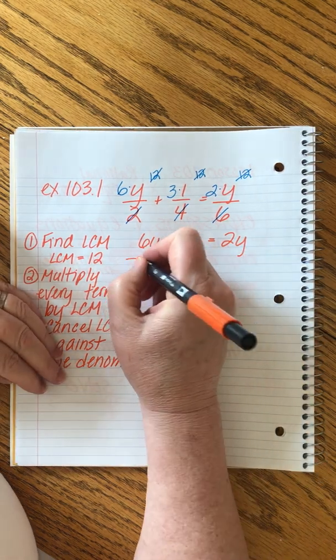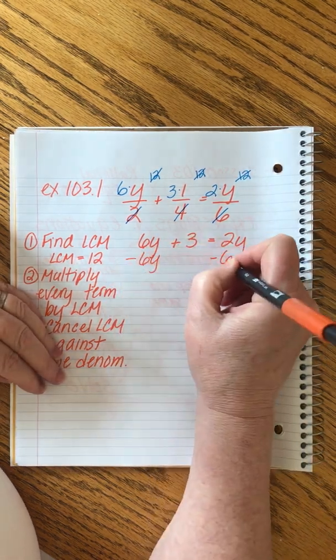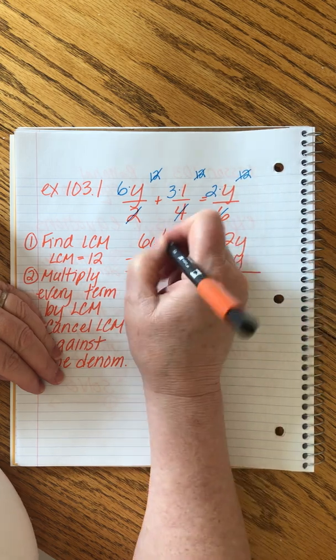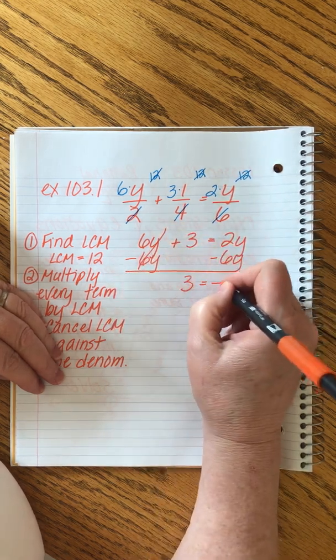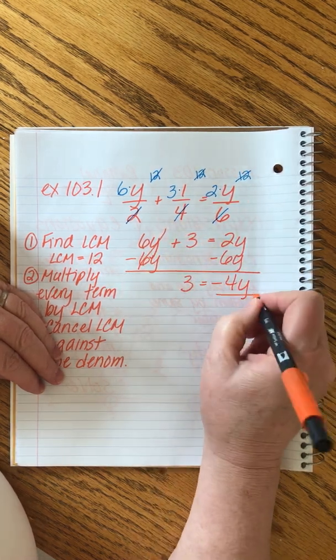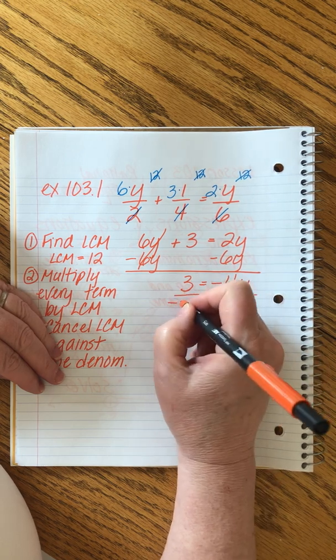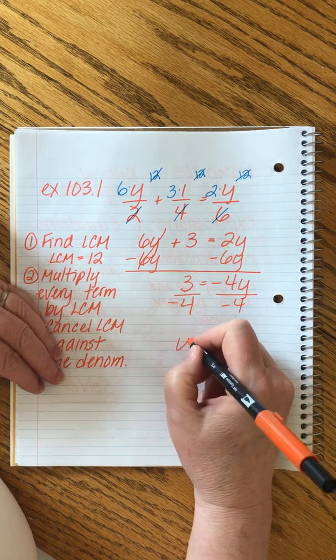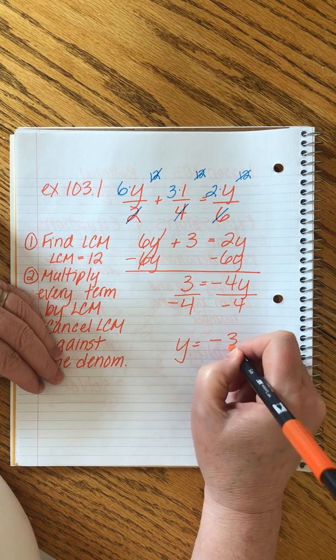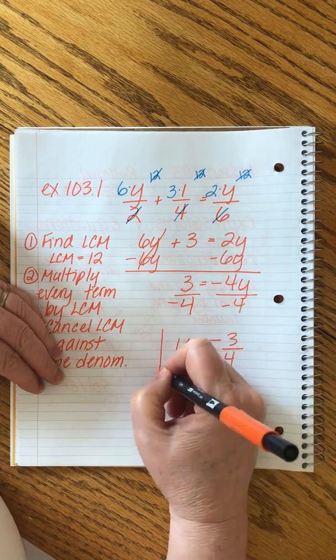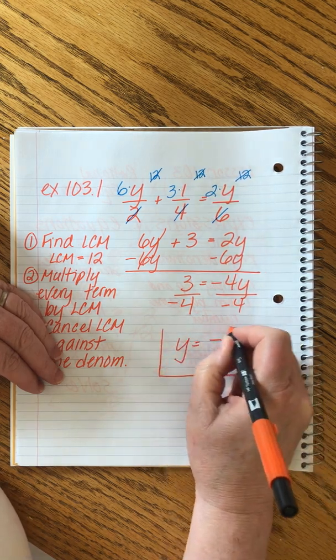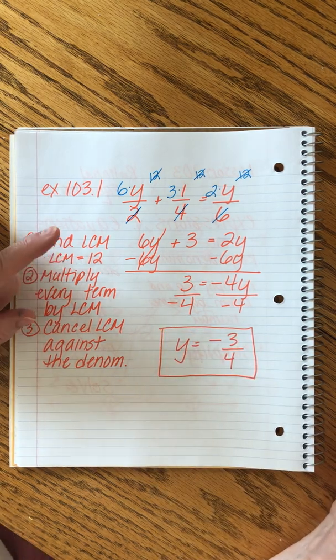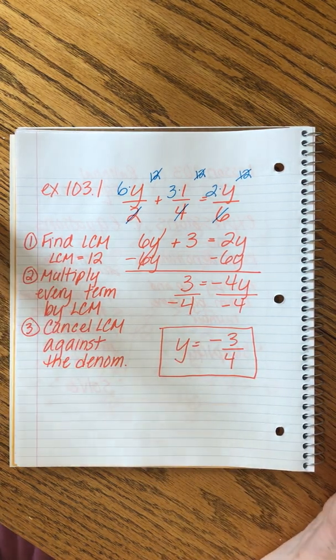Okay, let's swim this 6 over. That cancels. We get 3 equals negative 4y. And then we'll divide by minus 4. And we get y equals negative 3 over 4. That's the right answer. Notice that because this was an equation, all those things I told you were true.